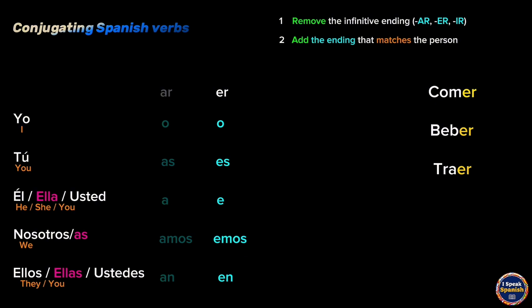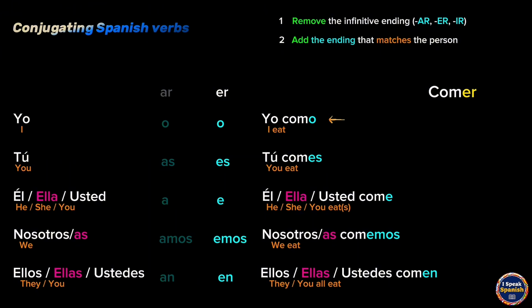Emos for nosotros and nosotras. And in this case, en for ellos, ellas, and ustedes. Alright? Very good. For example, with the verb comer, yo como, tú comes, él, ella o usted come, nosotros o nosotras comemos, ellos, ellas, and ustedes comen.